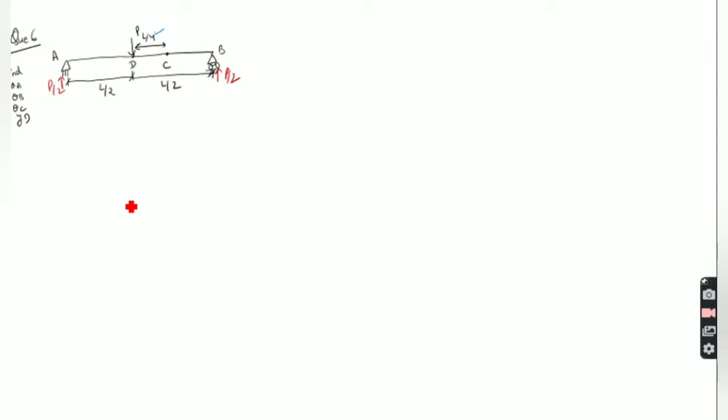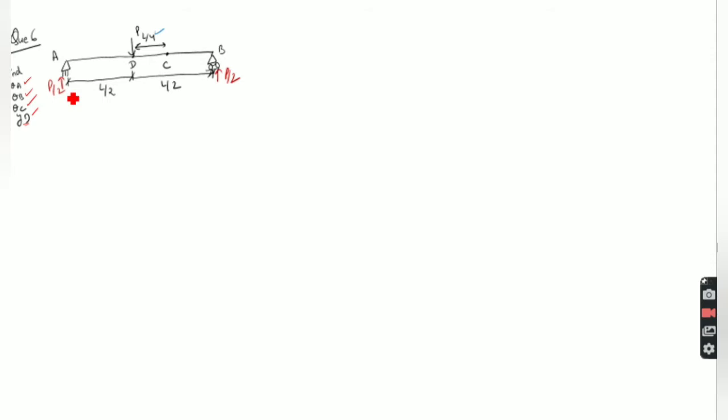Here you can see that we have to find theta A, theta B, theta C and YD. A and B are the ends of the simply supported beam. D is the middle point and C is a point at a distance of L by 4 from D. So we have to find slopes at these 3 points A, B and C, and we have to find the deflection at D, right? So first we will draw the elastic curve.